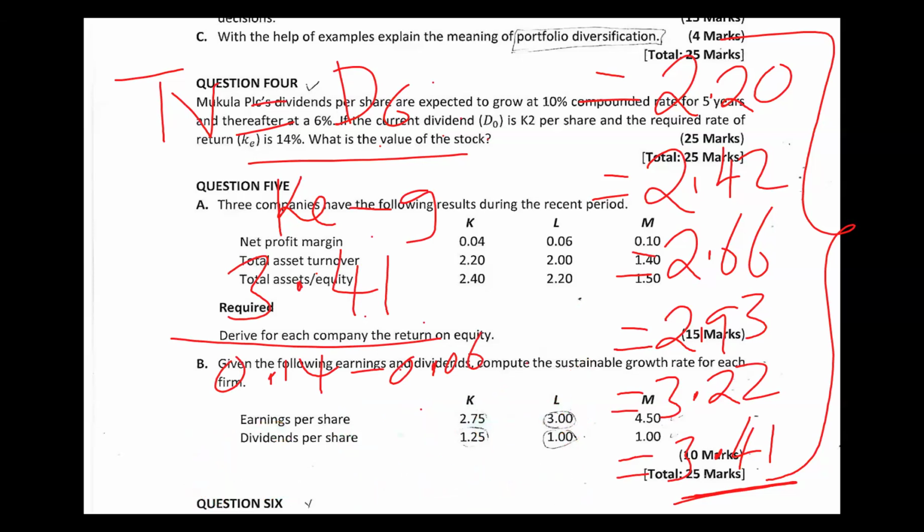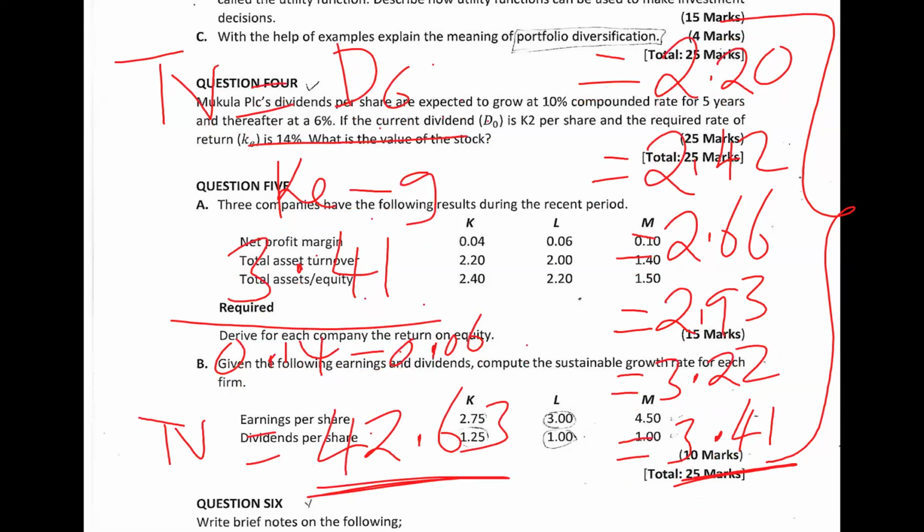The dividend is 3.41, divided by 0.14 minus 0.06. So what is the terminal value? 42.63. Yes, this is the terminal value.